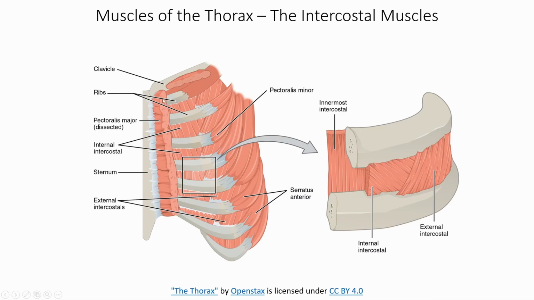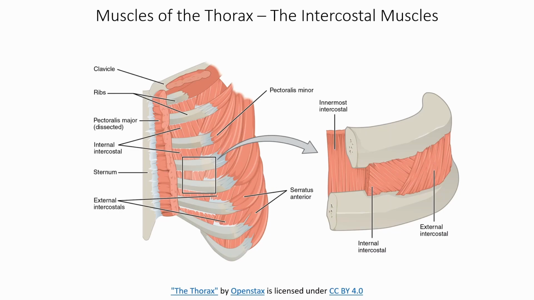Right? And then the pectoralis major, which has been dissected away, right, is going to be the major chest muscle, right, that we see. There is a pectoralis minor, which is down here attached to the ribs underneath the pectoralis major. The intercostal muscles play an important role in allowing you to breathe as well.